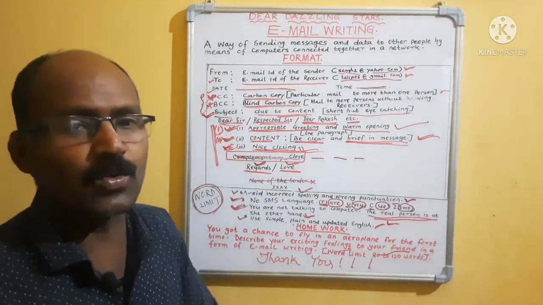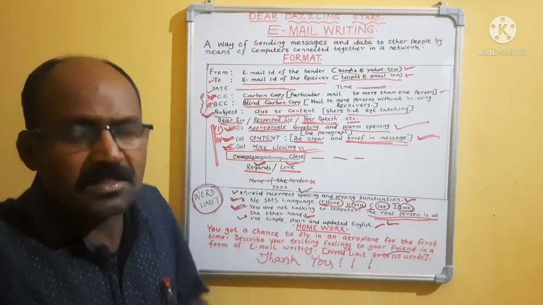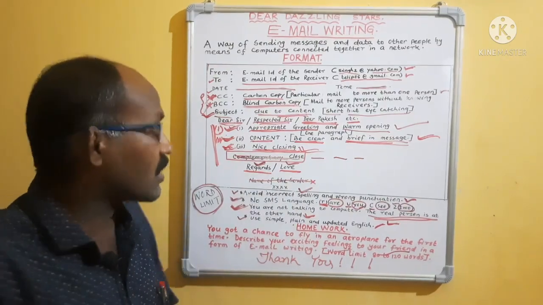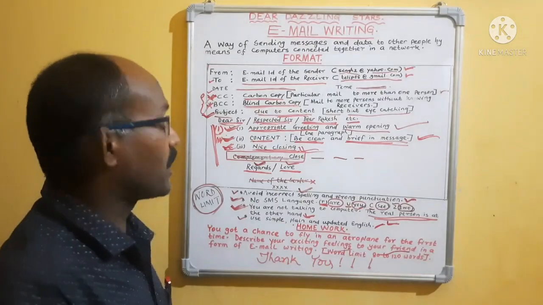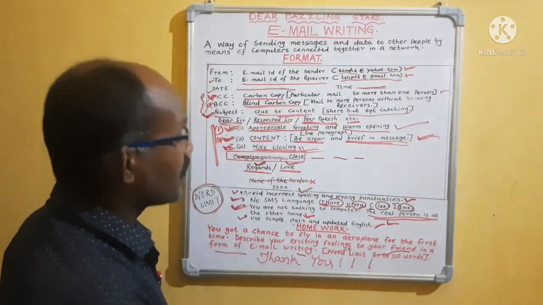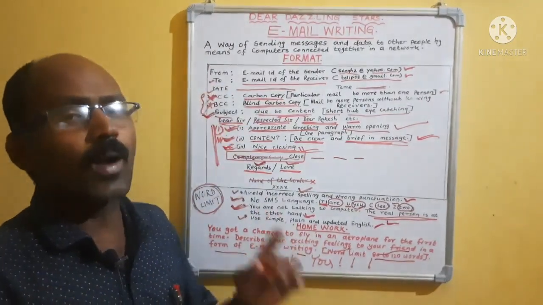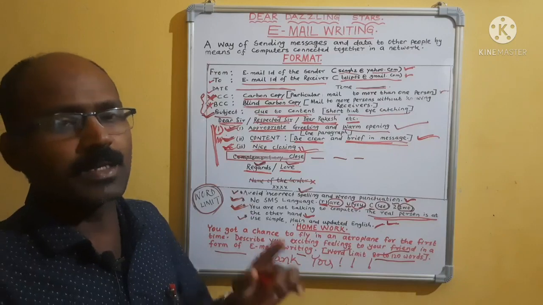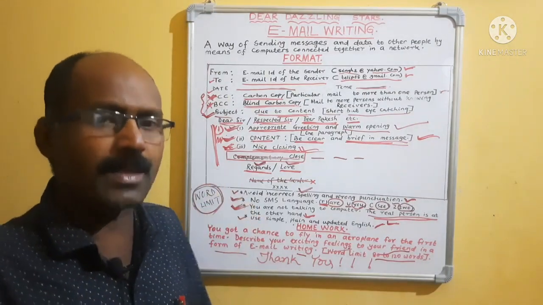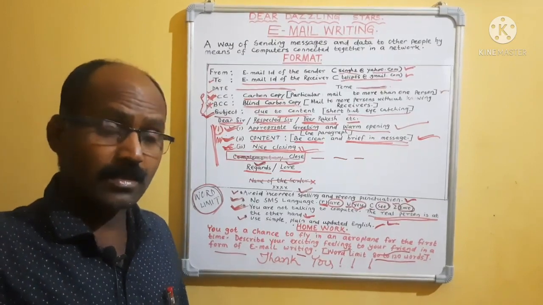Friend means you know that it is an informal letter. You will express your feelings very briefly, to a friend, in the form of email writing. And please, my dear students, remember the word limit given is 80 to 120 words. The minimum will be 80 words and the maximum will be 120 words, not more than that, okay.